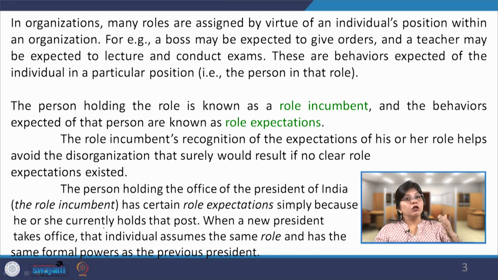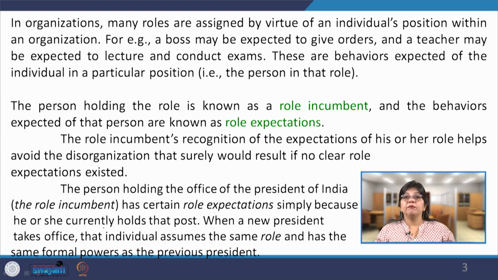So, when we are talking about role as the most important structural property of a group, it is not only about the role, it is about the role incumbent, it is about role expectations, and when expectations are not clear, when expectations are confusing or ambiguous, this leads to some kind of dissatisfaction among members that leads to role ambiguity.